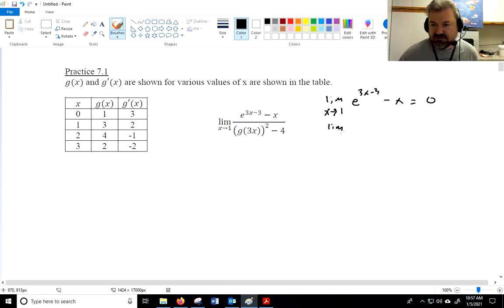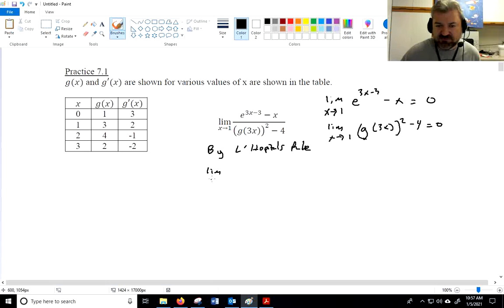And let's try the limit of the denominator, which is g of 3x squared minus 4. So that's g of 3. G of 3 is 2. And then 2 squared is 4, minus 4 is also 0. So we need to apply L'Hopital's rule, so we'll make sure we reference it by L'Hopital's rule.